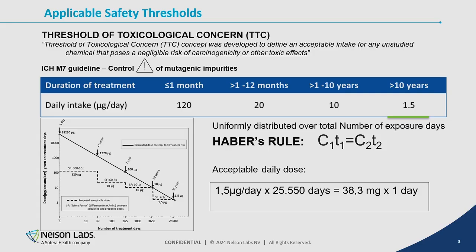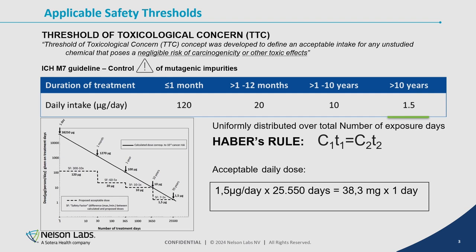So this is the ICH M7, and for chronic therapies, more than 10 years, you see it's 1.5 micrograms a day. And for shorter therapies, like for instance an antibiotic, you can say up until 120 micrograms a day is still acceptable. But that's only valid for mutagenic impurities. I will come back to that later.